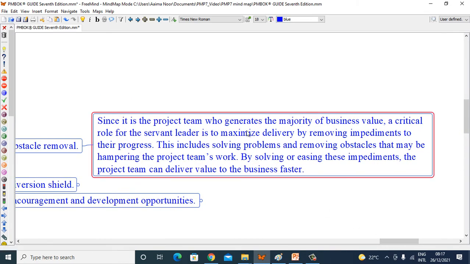Since it is the project team who generate the majority of the business value, a critical role for the servant leader is to maximize the delivery by removing impediments to their progress. This includes solving problems and removing obstacles that may be hampering the project team's work. By solving or easing these impediments, the project team can deliver value to the business faster.